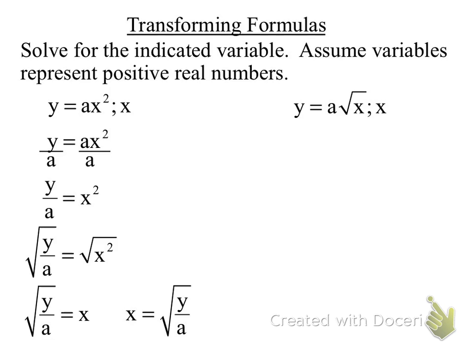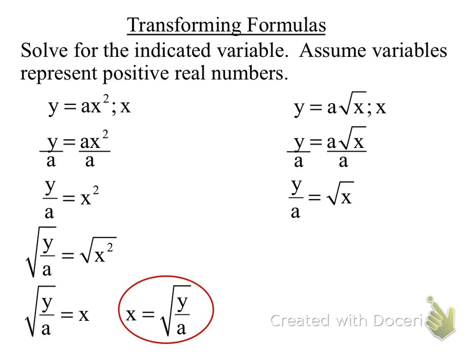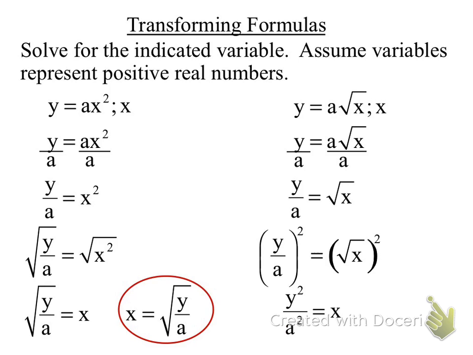Okay, what would I do to the next one? Let's go with Caleb. First you would square the x. Nope. Divide by a. Divide both sides by a. Good. And then after you do that, square both sides. Okay, and so that means we have x equals y squared over a squared.